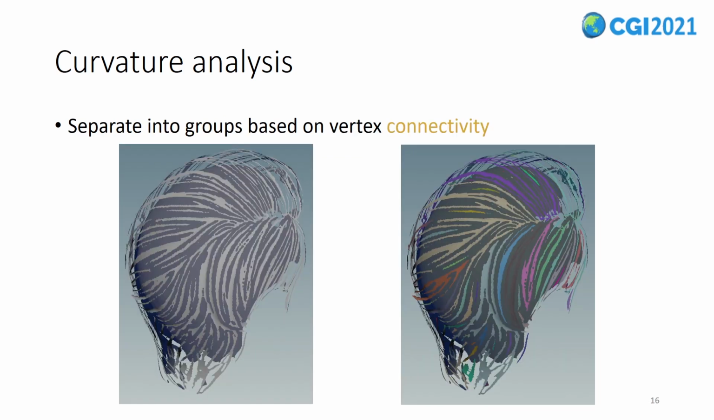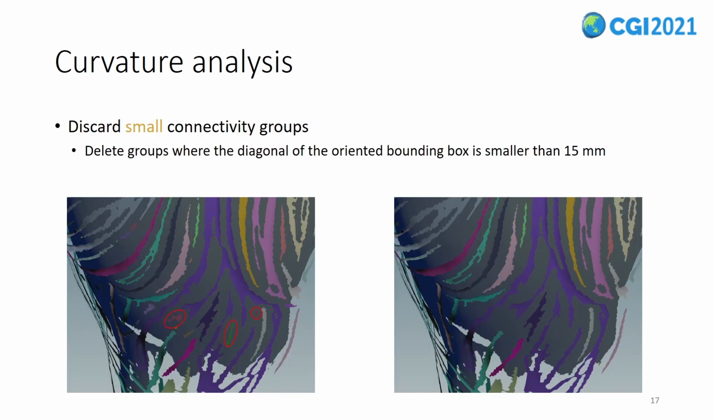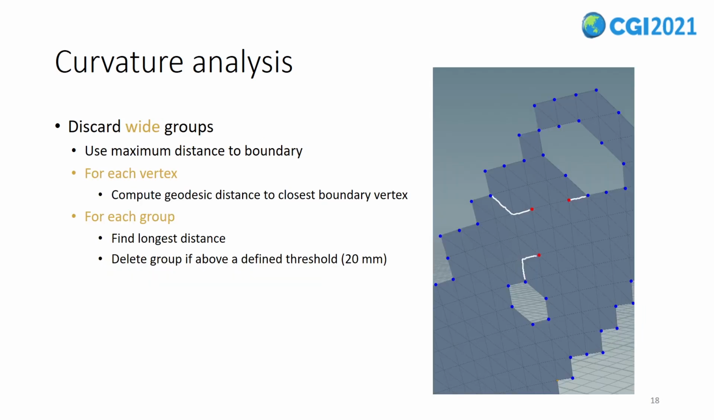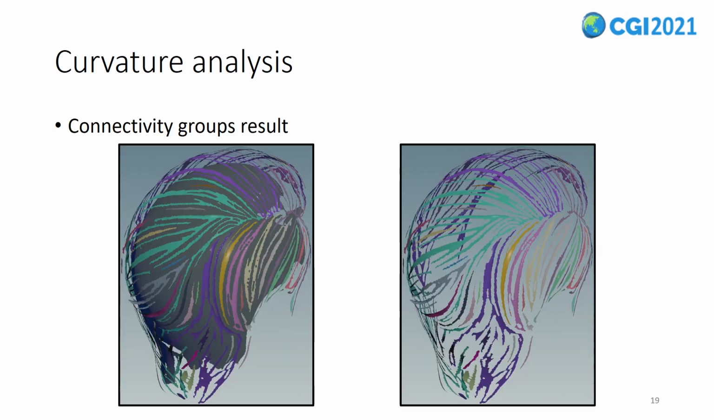The following step is to separate the mesh into groups based on vertex connectivity. This allows us to discard small connectivity groups by computing the oriented bounding box for all the groups, and also to discard wide groups by computing the maximum distance to boundary for each vertex of each group. And this is what we have thanks to the curvature analysis: a mesh that represents only hair strands.